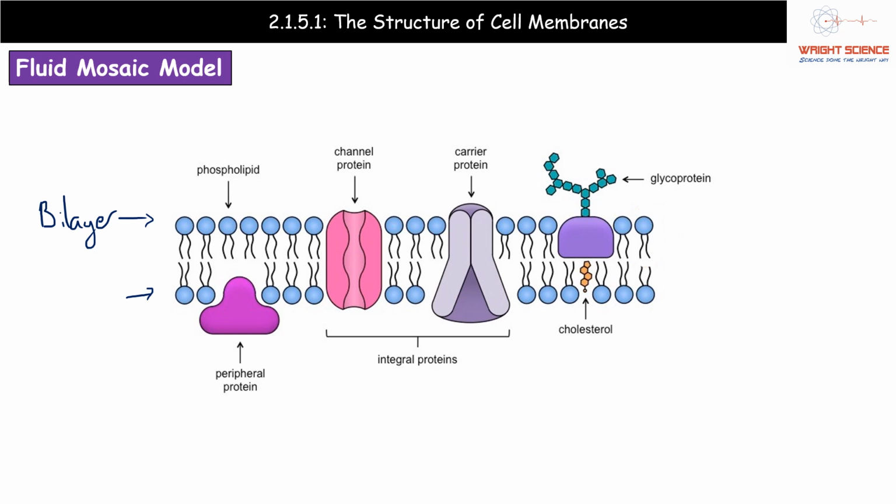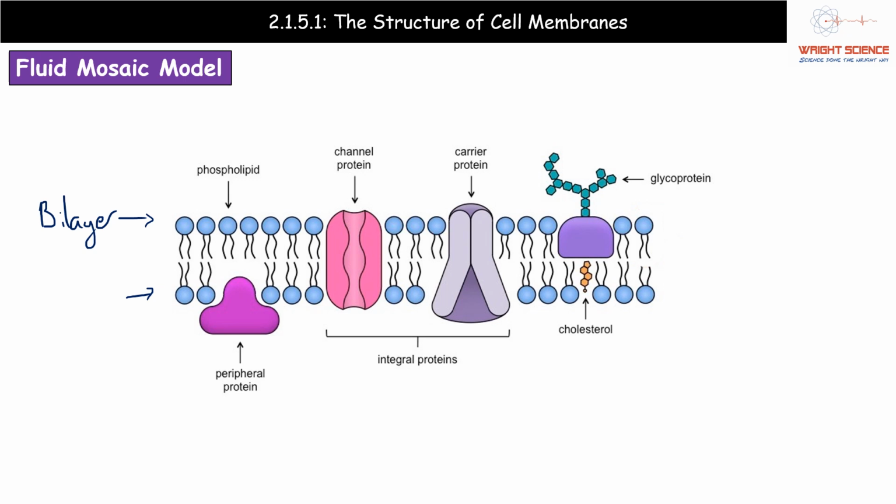And notice how those fatty acid tails are pointing inwards. The phosphate heads point outwards. That just correlates to what we've already said in the structures of our phospholipids. The heads, those phosphate heads, are hydrophilic. They face towards that aqueous environment. Whereas the fatty acid tails, they are going to be hydrophobic, pointing away from water, so towards each other.